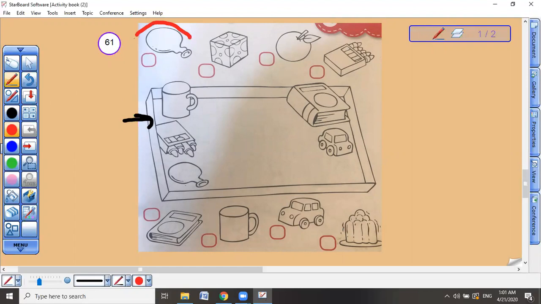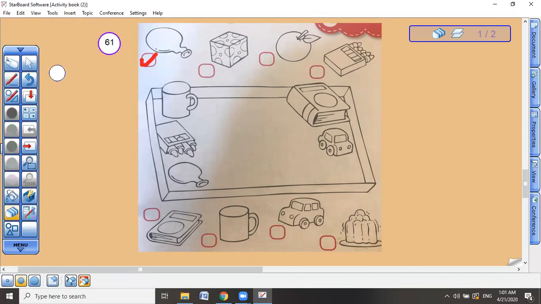What's this? It's a balloon. Now, can you see the balloon on the tray? Yes. So, we will tick the balloon. You will draw a tick because we can see the balloon on the tray. Excellent. Now, what's this? It's a present. Now, can you see the present on the tray? No. So you will not draw a tick, okay?